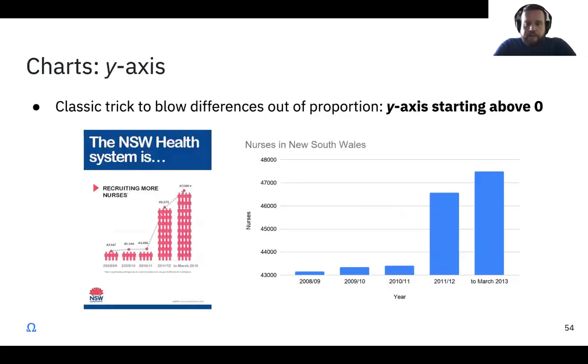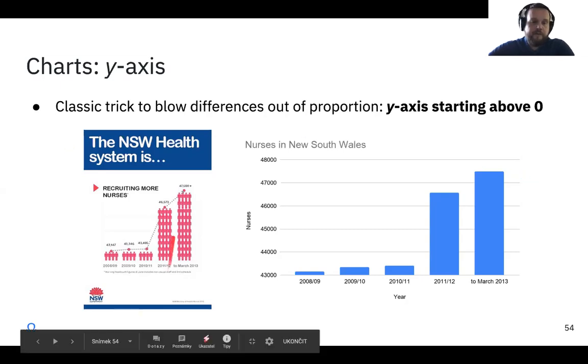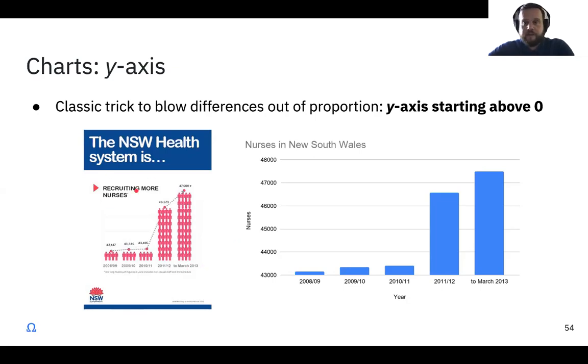Now we are going to the classic trick to blow differences out of proportion, and that is a y-axis starting above 0. Unlike some of the techniques we discussed for tables, this is a grave error. If you're doing this, then you're really manipulating people. And as you see from this example from the New South Wales government in Australia, people are doing it. The story is that the government is doing nice things for us, such as recruiting more nurses, and look how it has risen over the years under our government. Amazing, right?